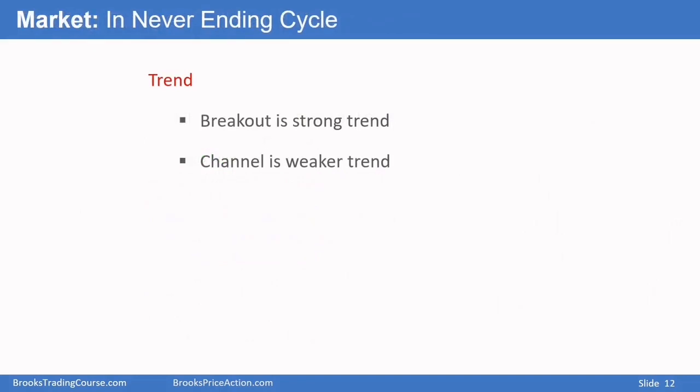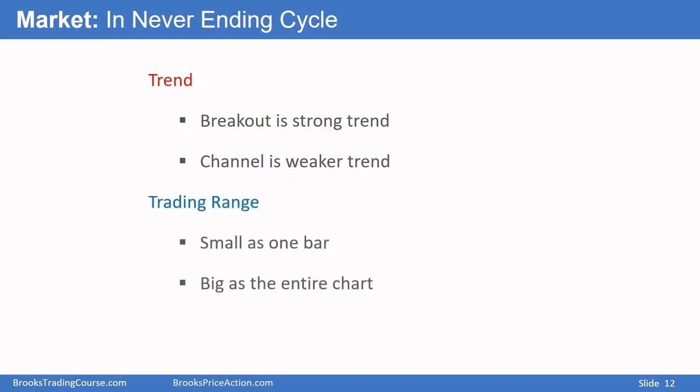I want to talk some about trends, and trends are either breakouts or channels. So a breakout is a strong trend, and a channel is a weaker trend. A trading range can be as short as one bar or as big as the entire chart. And as I said, if a trading range is brief, I call it a pullback because I'm assuming the trend that came before it will resume. Once the trading range reaches 20 bars or more, the probability of a bull breakout is about the same as for a bear breakout. So the market cycle is this.